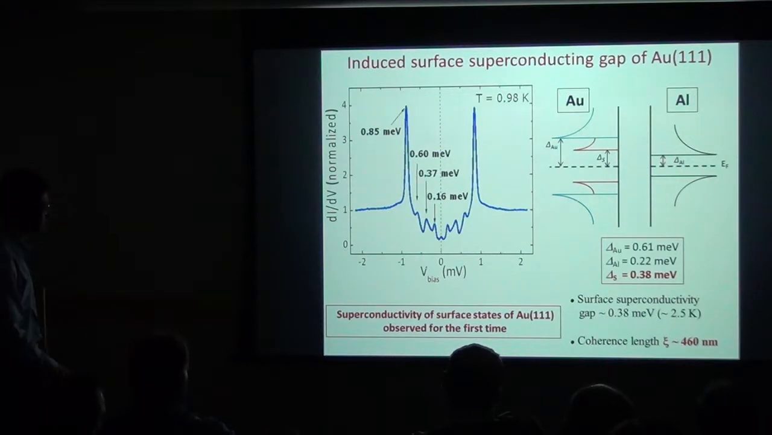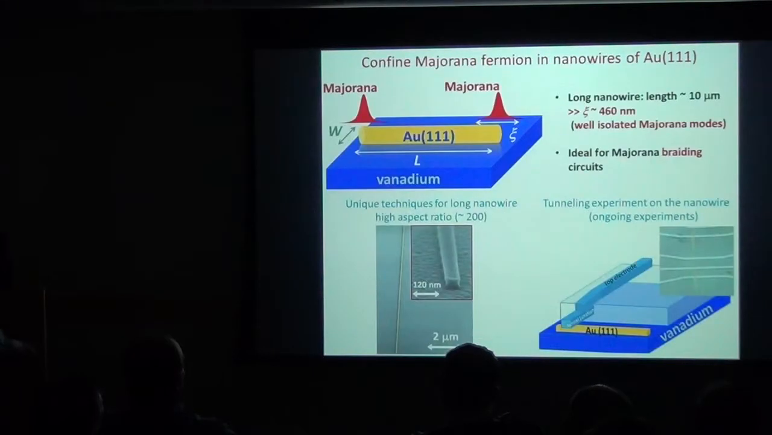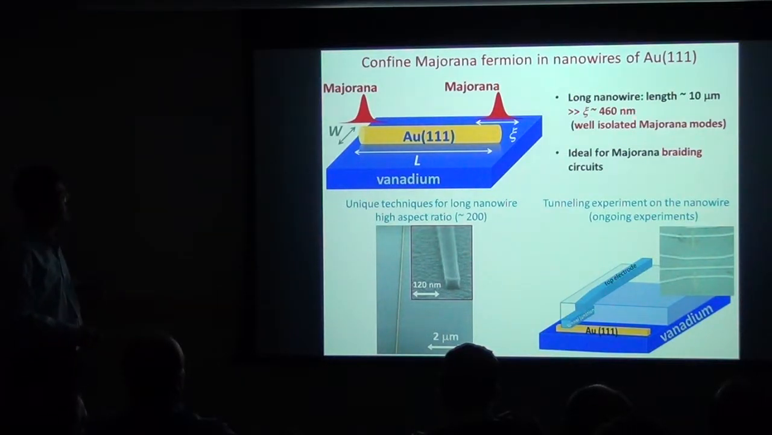So here I want to emphasize the coherence length. And before that, I want to say that this actually is the first time people have ever been able to induce superconductivity onto the surface state of gold. And coming back to the coherence length, because it is 460 nanometer, and the spatial span of a Majorana fermion is about the superconducting coherence length of the material, that makes the challenge of making the nanowire. So if you want to separate the Majorana fermions far away from each other, you need a nanowire with a length much, much longer than the 460 nanometer.